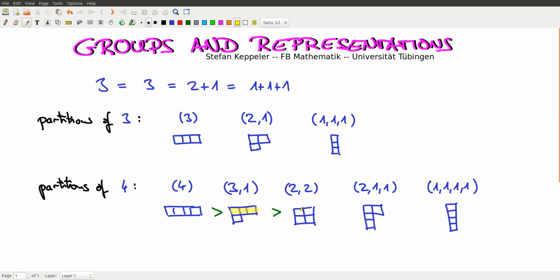Same argument here in the next step, since we have a row of length 3 and a row of length 2 here. Here again, the one on the left is greater than the one on the right. But here we have length 2 and length 2. So we have to go to the second row and see that we have length 2 here and length 1 here. And then for the last one, we have the same argument as before. First row is longer here than here.